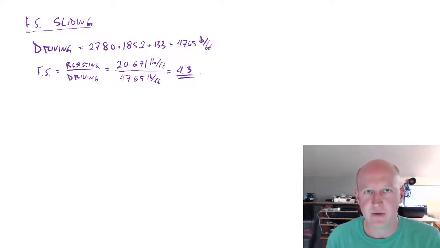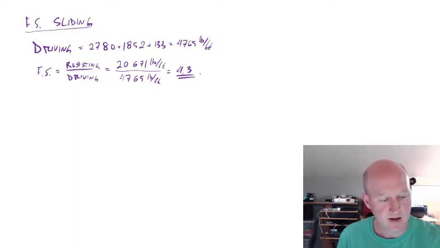Now we didn't count any passive pressure in this case. If that value of 4.3 was too low, maybe we would try and go back and do some passive pressure calculations and see if we could get closer to an acceptable factor of safety, something like 1.5 or greater. Let's do overturning.